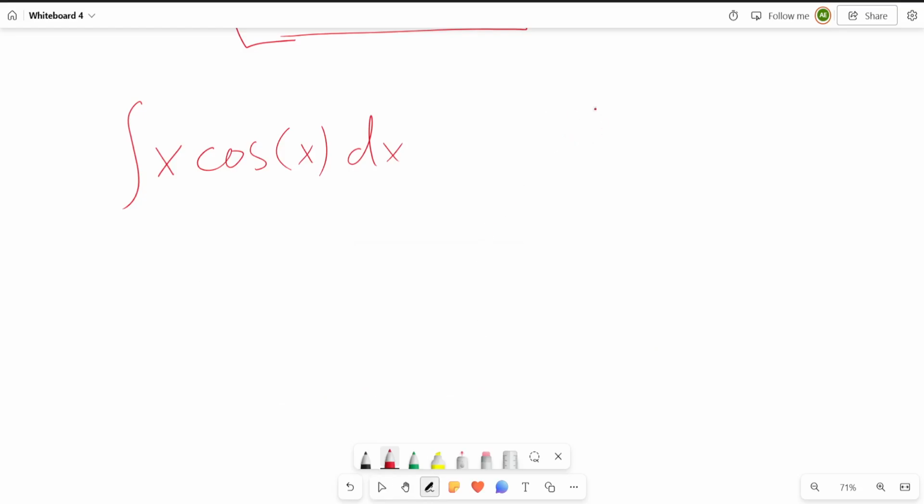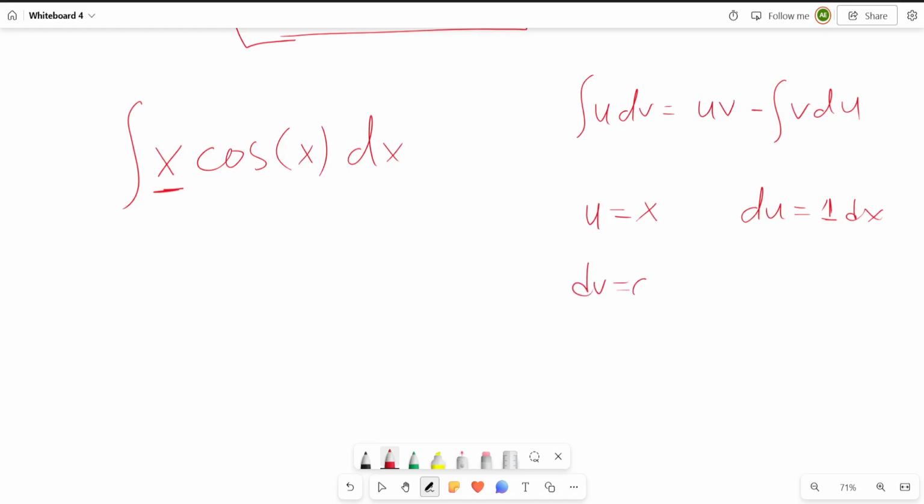So I know that integration of u dv equals uv minus integration of v du. So from here, again, the first step, I'm going to choose my u and my v. I'm going to choose my u as x. That makes my du as 1 times dx. And I'm going to choose my dv as cosine x dx. And that makes my v the integration of cosine x. And I know that the integration of cosine x is sine of x.